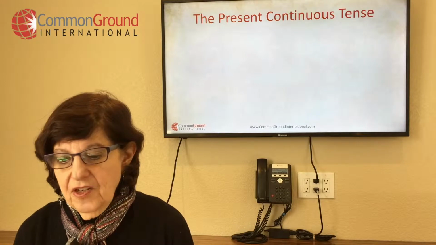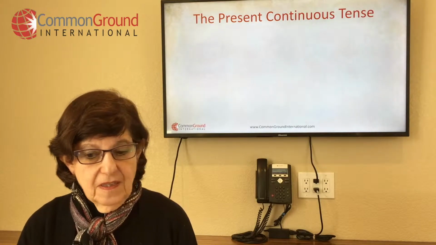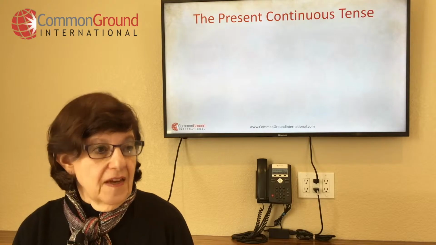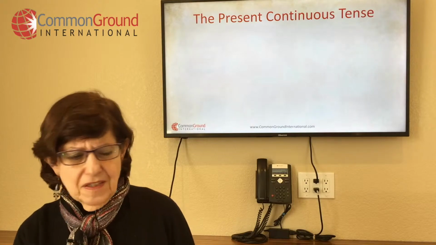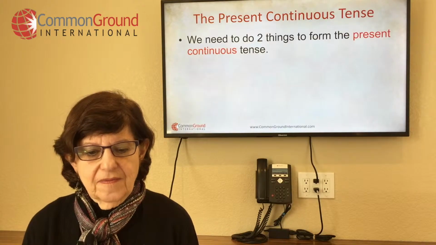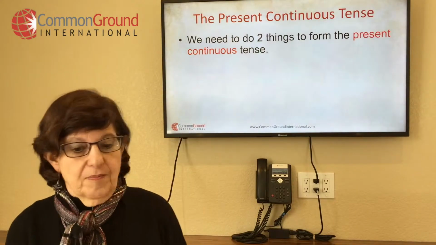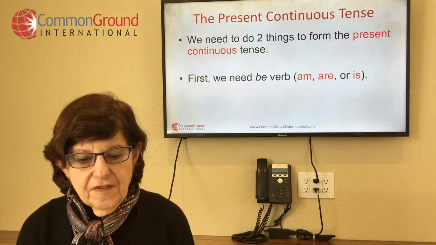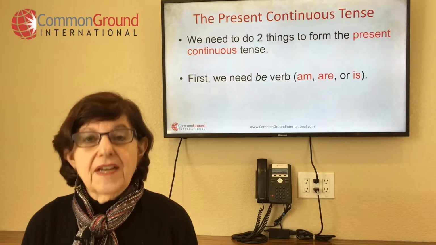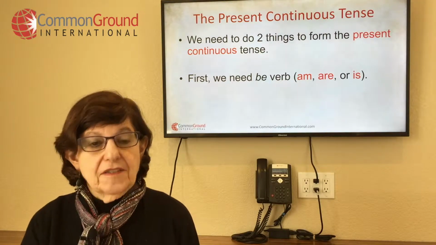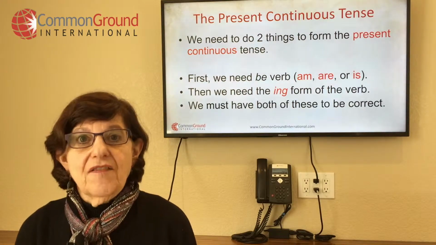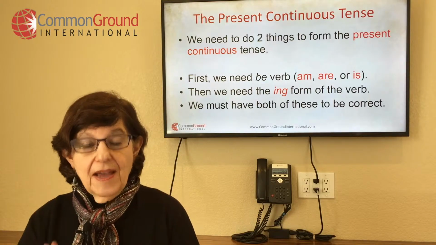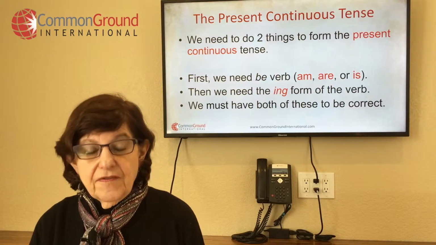Let's talk about the present continuous tense. We're going to talk about how to form it, how to ask questions with it, and then when we use it. So you can see we use simple present for a lot of things. That doesn't leave a lot more for present continuous. We need two things to form the present continuous tense. First, we need the be verb. We need am, are, or is. It has two parts, and we need the ing form of the verb. We have to have both to be correct. If you leave out am, are, or is, you're not correct. If you leave out ing, you're not correct.